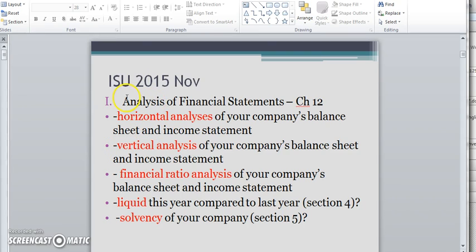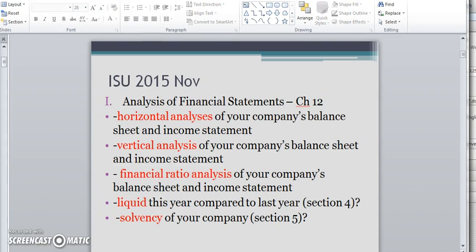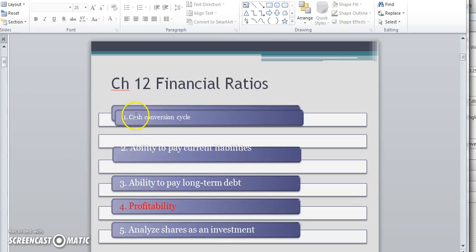We did one video so far in financial statements that had to do with a horizontal analysis. After that was vertical analysis, and then we began the financial ratio analysis of the company. Let's take a look at where we left off. We did cash conversion. We did one video combining, I think, current liabilities and being able to pay long-term debt. Now here we are at profitability.